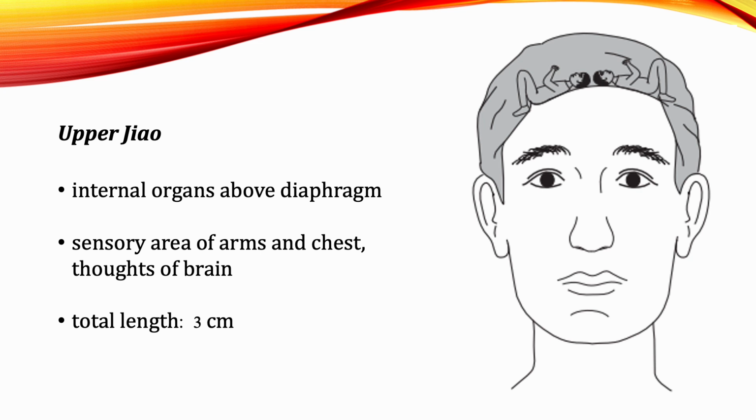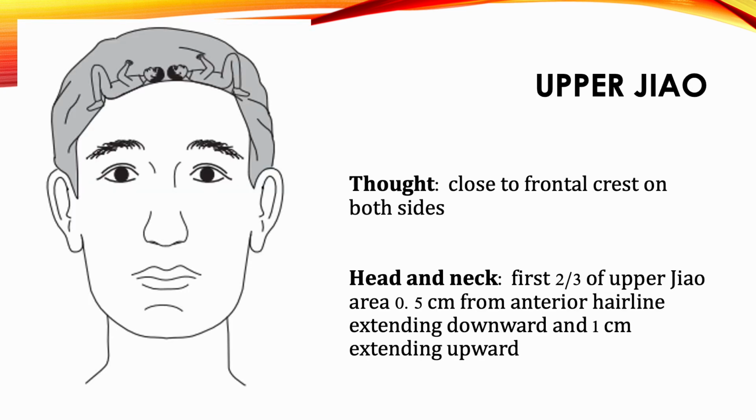Upper jaw refers to internal organs above the diaphragm. It also includes the sensory area of the arms and chest, as well as the thoughts of the brain. Its total length is 3 centimeters. Thought, close to the frontal crest on both sides. Head and neck. First 2/3 of the upper jaw area, 0.5 centimeter from the anterior hairline, extending downward, and 1 centimeter extending upward.